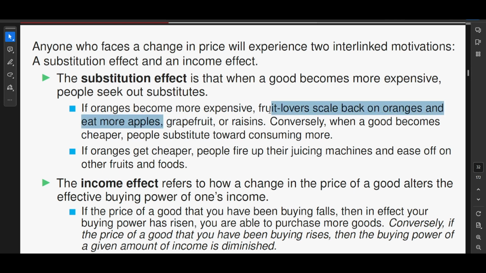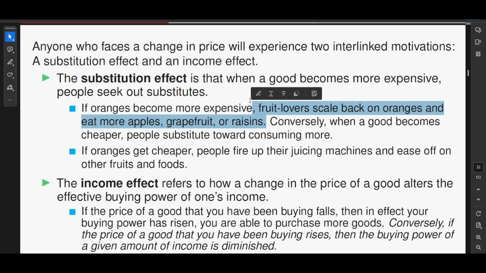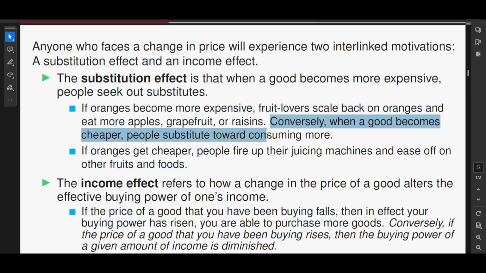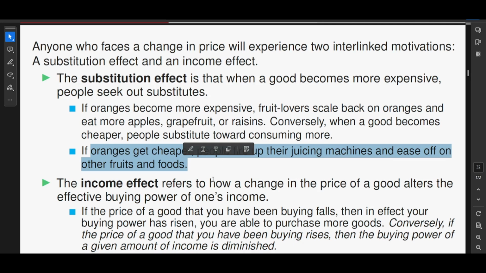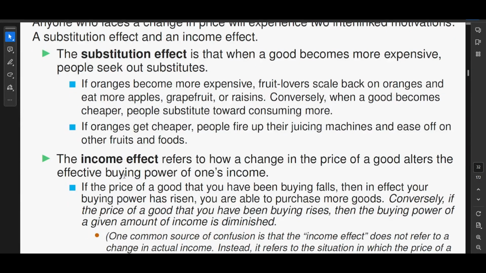So if oranges become more expensive, a food lover will scale back on oranges and eat more apples or anything else. Realistically, there's a lot of products that you can substitute with, right? But because of the limitation we have, we can only show two products on the graph. It says when a good becomes cheaper, people substitute towards consuming more. If oranges get cheaper, people are going to fire up their juice machines and ease off other fruits and foods.